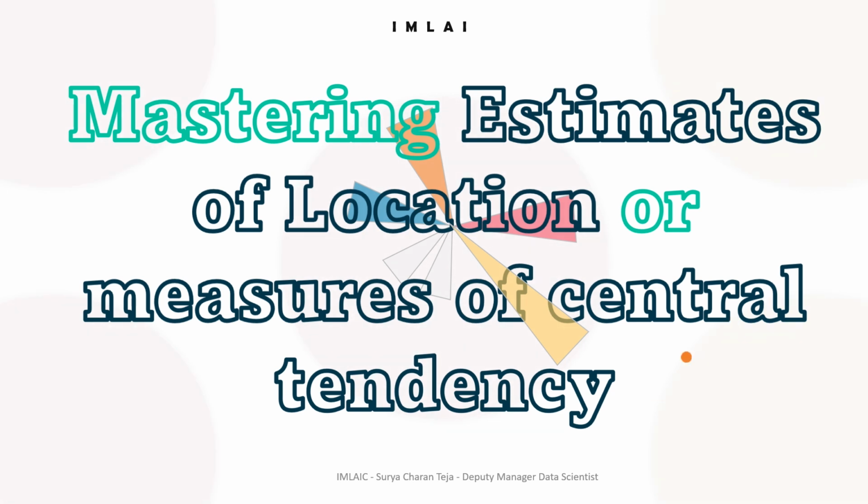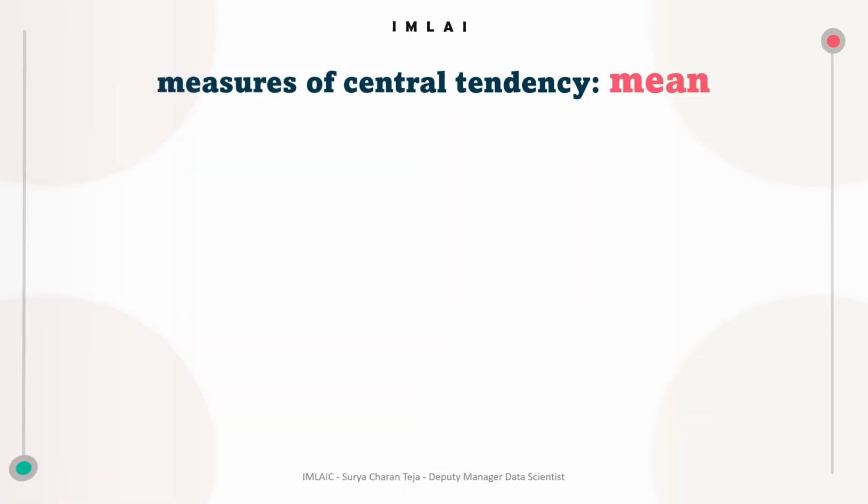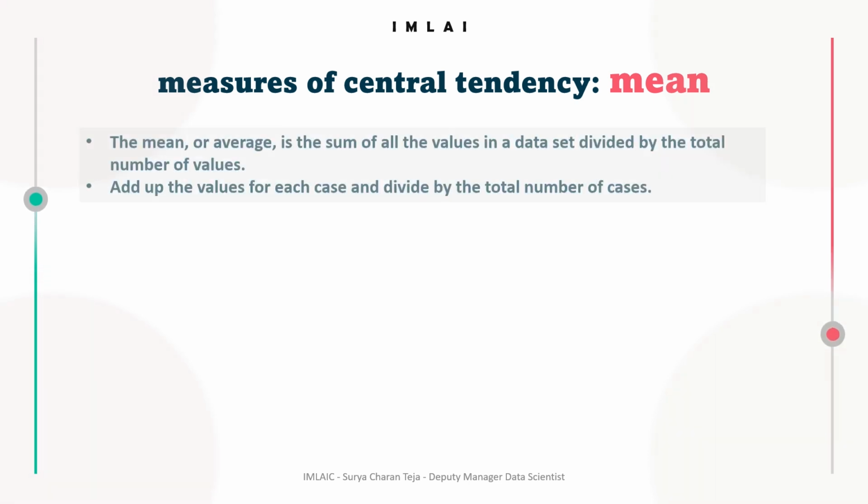There are several commonly used measures of central tendency, including mean, mode, and median. However, we will begin with the mean. The mean is one of the central tendency measures. The mean is the sum of all values in a data set divided by the number of values, and it represents the average value of the data set.